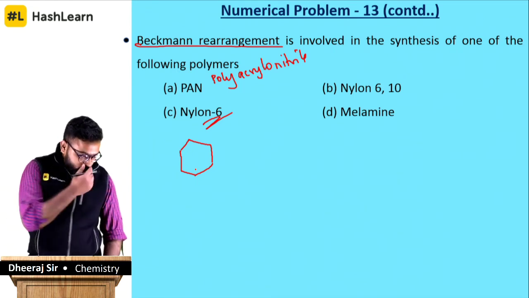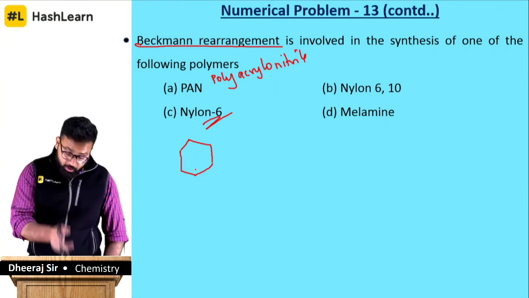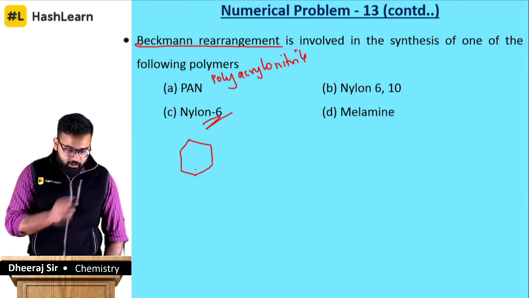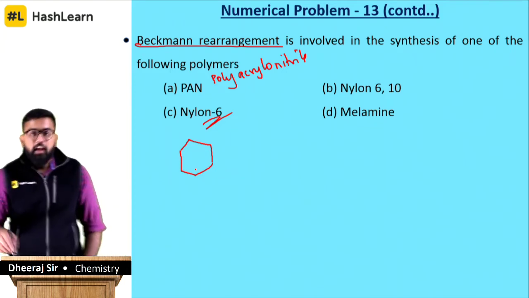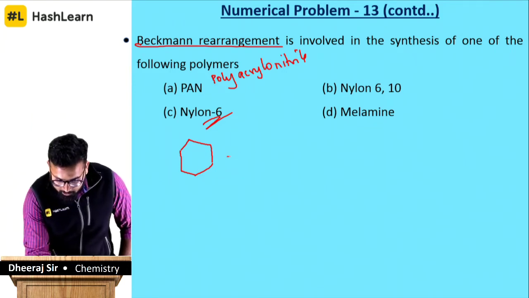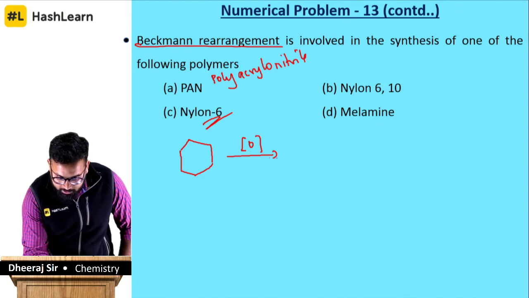Pooja says it is C. Guys, it is not C. I'm sorry, it is indeed C. I'm sorry. Peru says it is A, but nylon 6 is the answer. I'm giving you the theory behind it, guys. Try to understand. Take cyclohexanone, oxidize it.